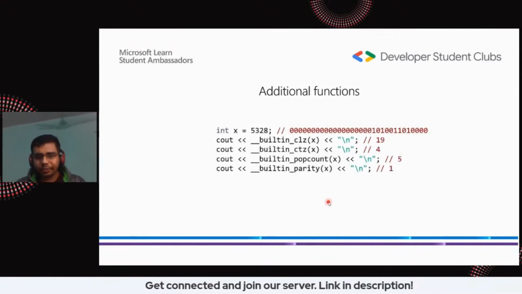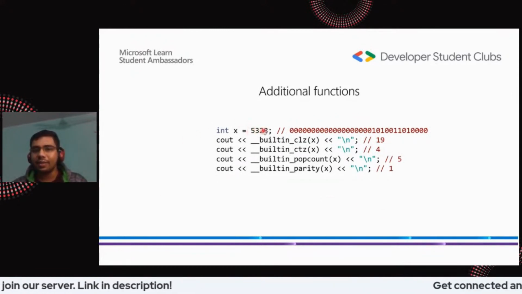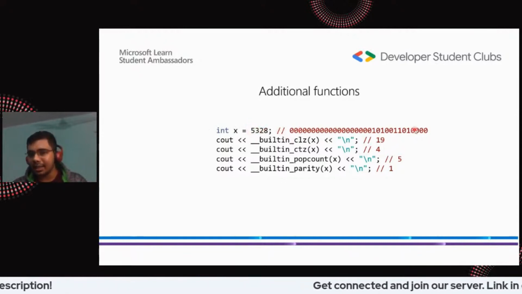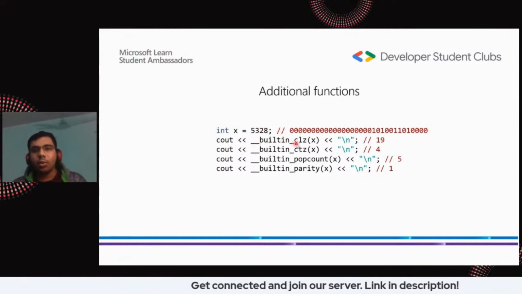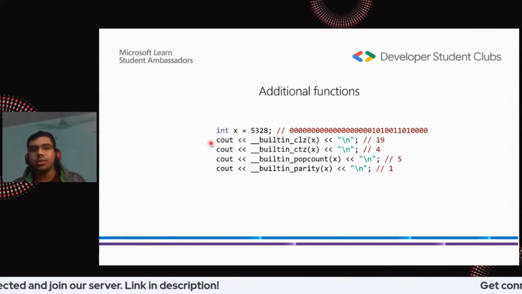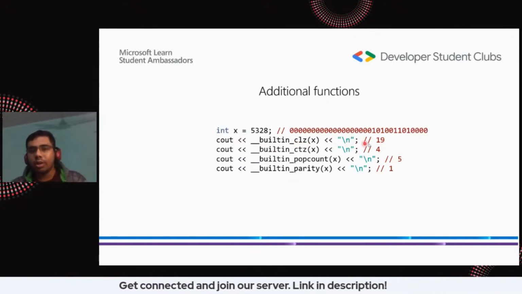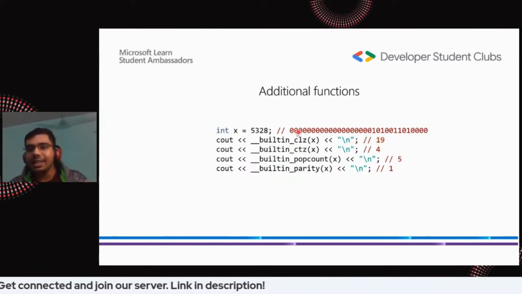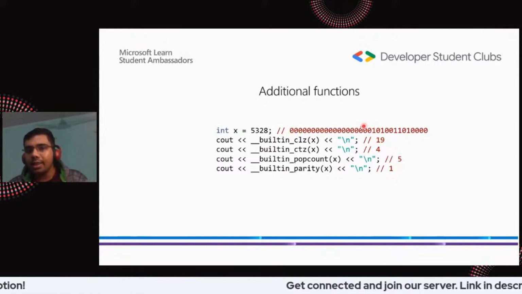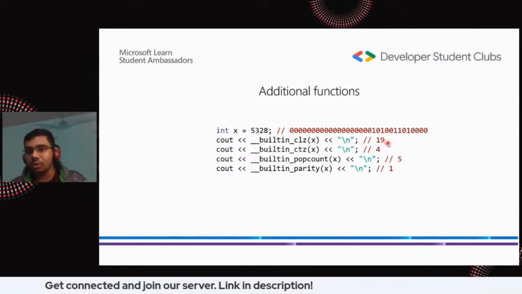Say you have a number, 5328. I took a bigger number as an example. The number here is 5328, and the binary is something like this. That's not too small. When you do built-in CLZ, it returns 19. You just do it the same way, like cout, then write built-in CLZ, then a newline. What it gives you is 19. If you count from the start till the first one, there are actually 19 zeros. That's what built-in CLZ returns.